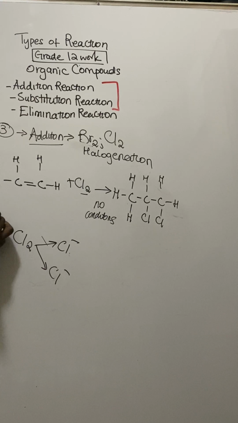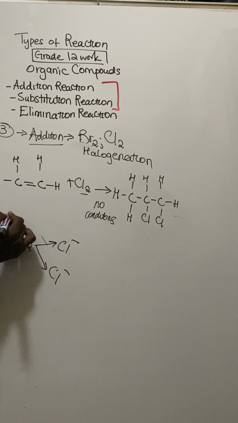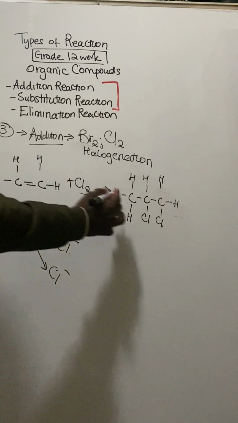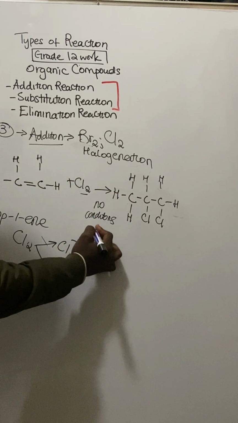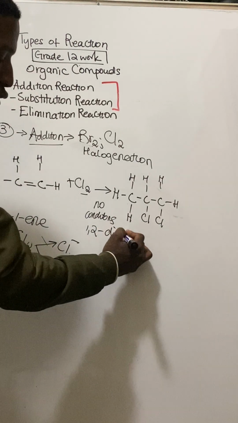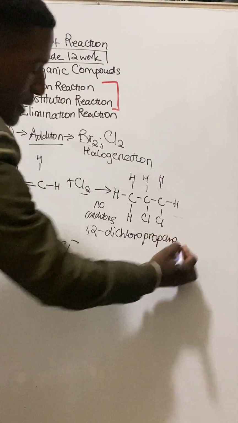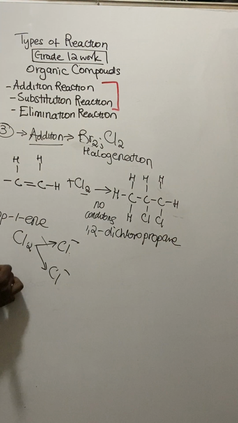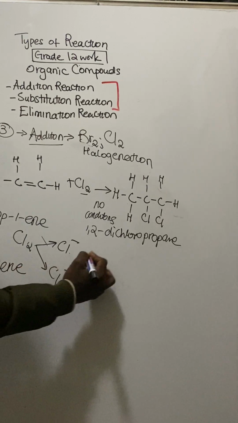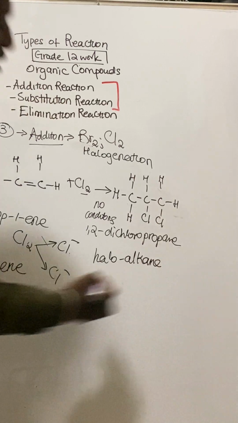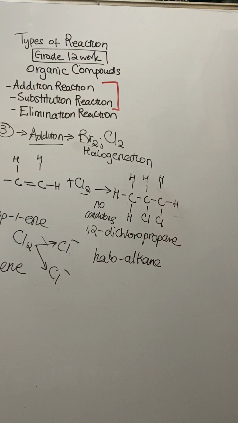Now what is the name of this one? Remember the name of this one was propene. And now the name of this one is 1,2-dichloropropane, moving from an alkene to a haloalkane. What type of addition reaction is this one? The type of addition reaction is halogenation, which is an addition reaction.